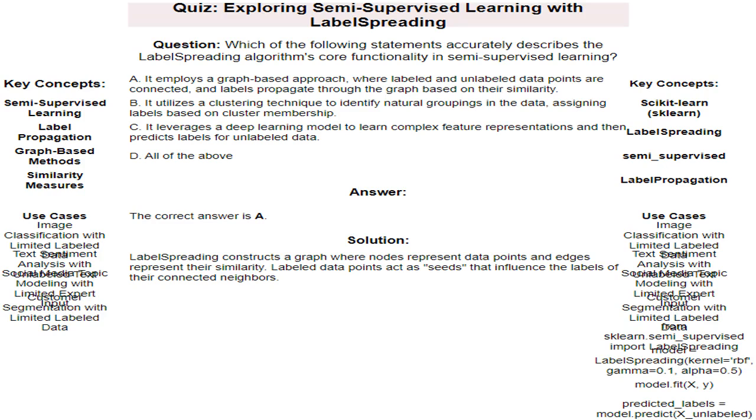Imagine you have a dataset of customer reviews where only a small portion is labeled with sentiment, positive or negative. You want to classify the remaining reviews using both labeled and unlabeled data. Semi-supervised learning techniques like label spreading can help you achieve this by leveraging the information in unlabeled reviews to improve the overall classification accuracy.